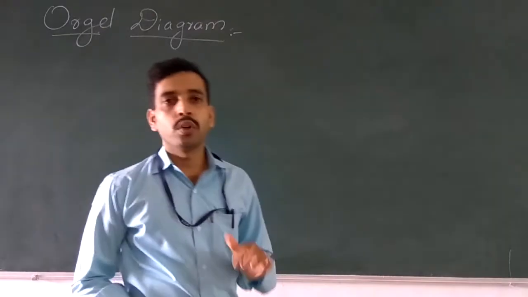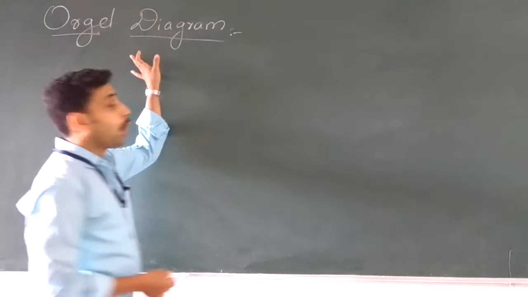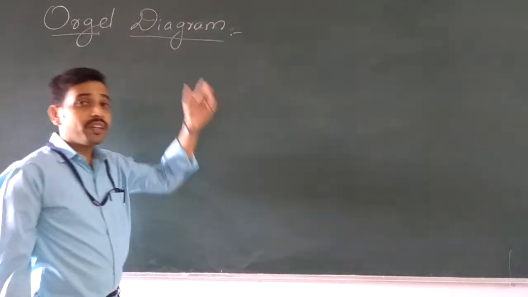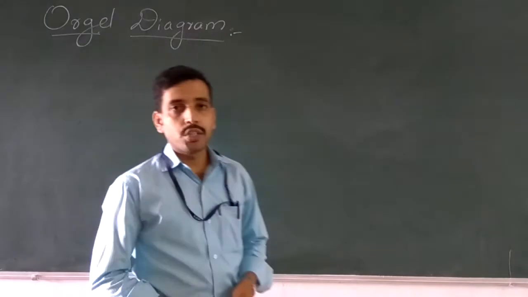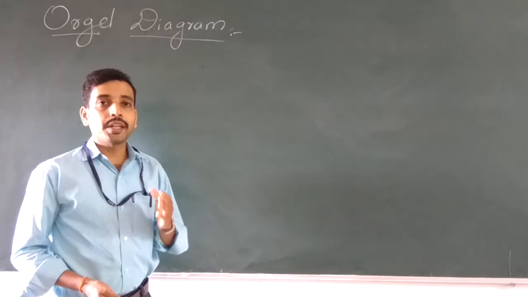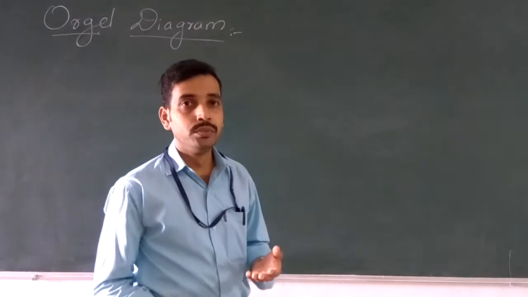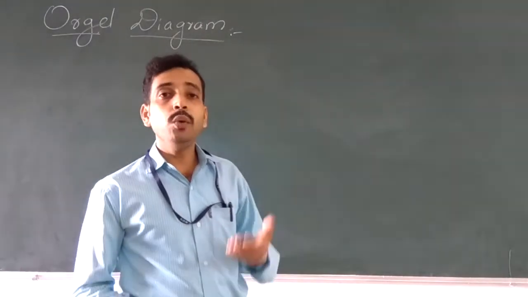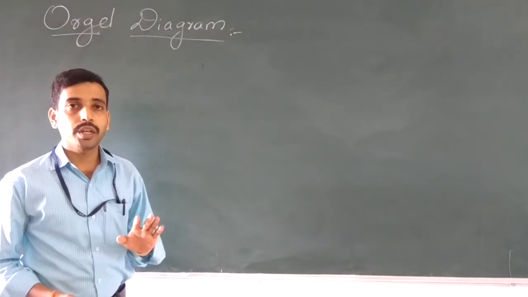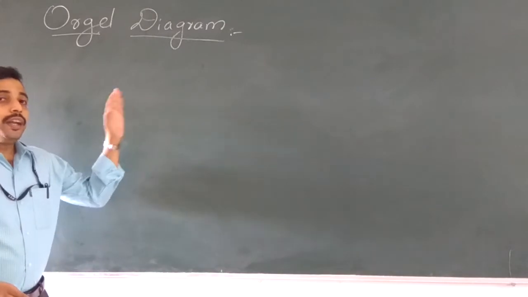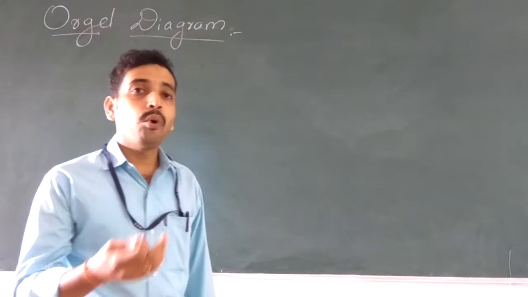Today I talk about one of the important concepts of spectral and magnetic properties, that is called the Orgel diagram. What is meant by Orgel diagram? It is a graphical representation of the electronic transitions of the metal complexes, or it is a correlation diagram. It explains the relative energies of the transitions of the metal ions. Okay. Using the Orgel diagram, we can explain some important concepts.